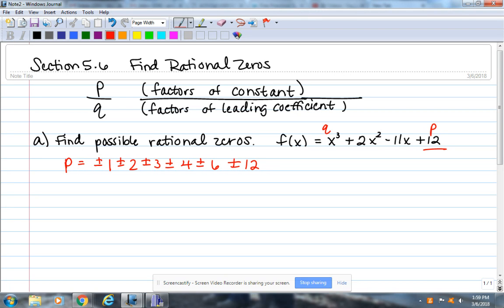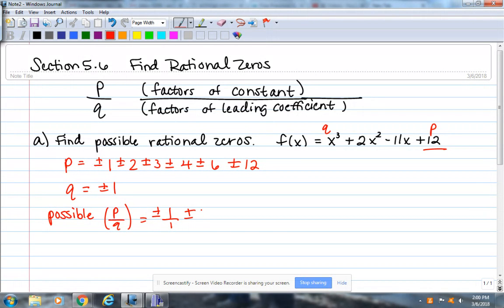So those are all of my factors of 12. That's my P values. For Q, we want all of our factors of the leading coefficient. And y'all, the leading coefficient is 1. That makes life easy. So our only factors that multiply to get 1 is what? 1. So we say plus and minus 1. So to find the possible zeros, or possible solutions, we do P over Q. That means we take every single P and put it over every single Q and we simplify.